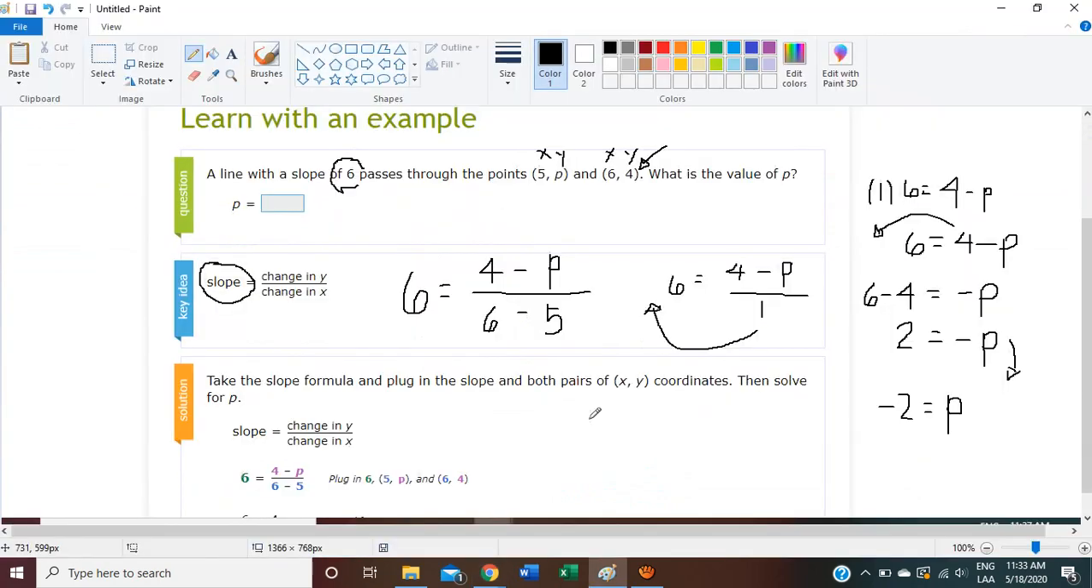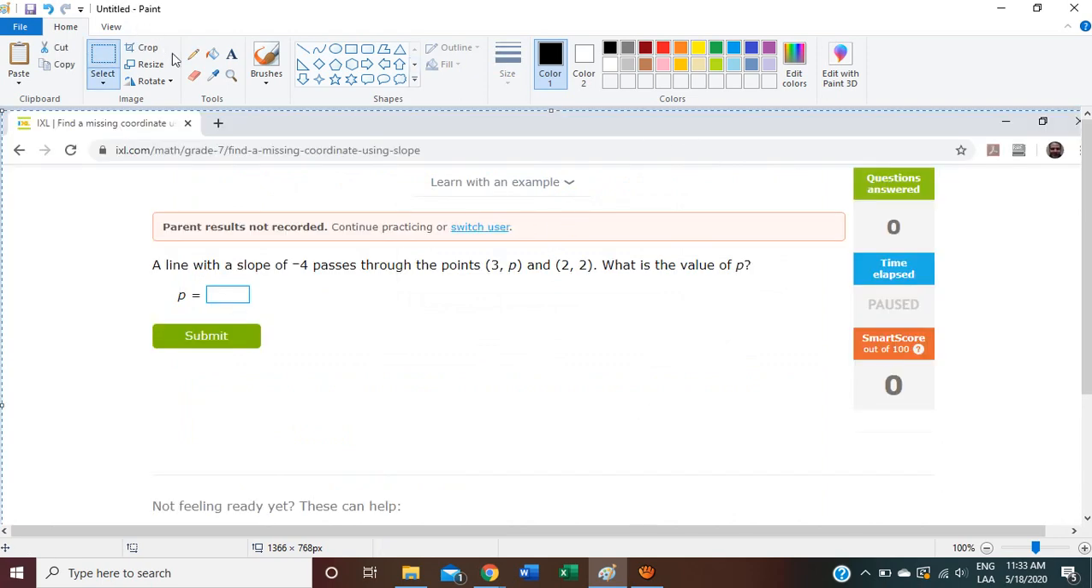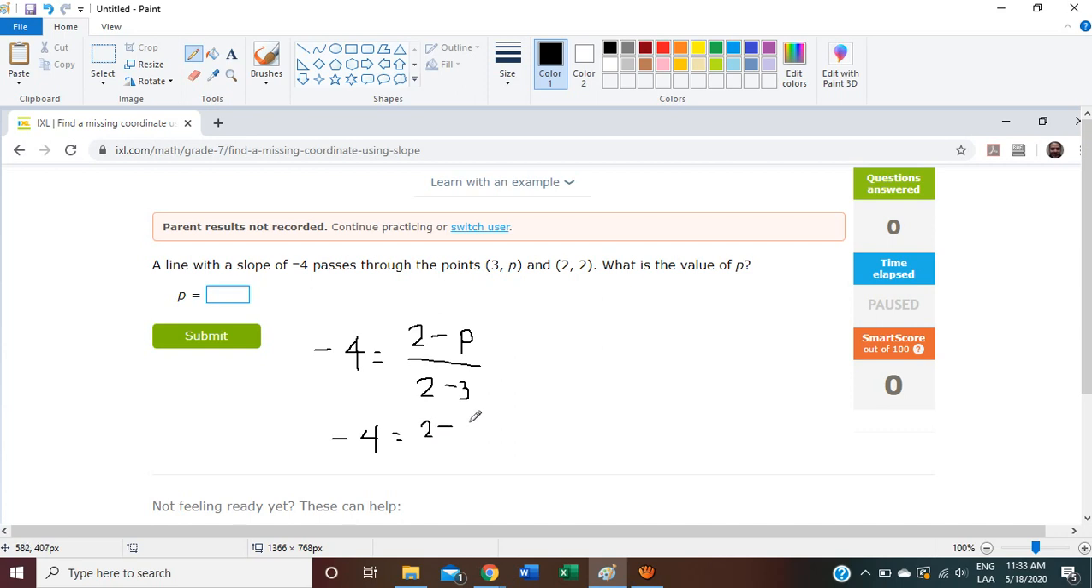Now we're going to solve this one. Let me print the screen, get a new one, and we have the slope is negative 4 equals this one minus this one, 2 minus p, equals 2 minus 3. So in this case it's going to be negative 4 equals 2 minus p divided by 2 minus 3 equals negative 1.